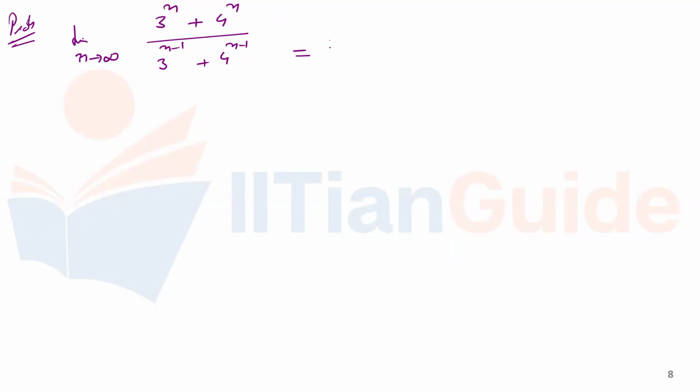I can write it limits n tending to infinity. I will take 3 power n common from the numerator. If I take 3 power n common, I'm getting 1 plus 4 by 3 whole power n. We can write this way. Can I?